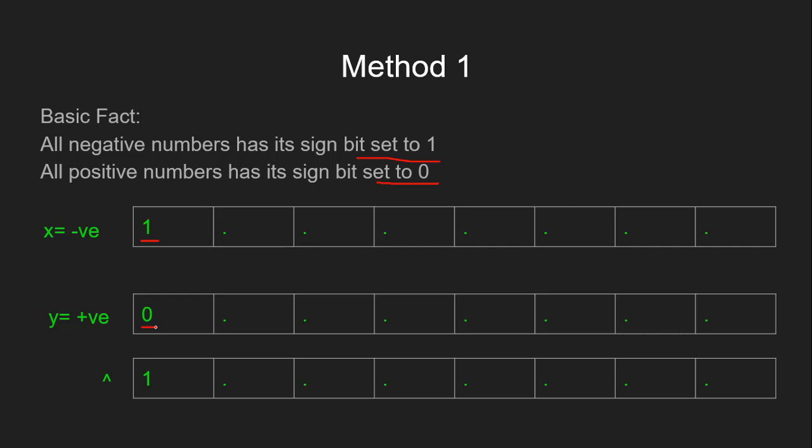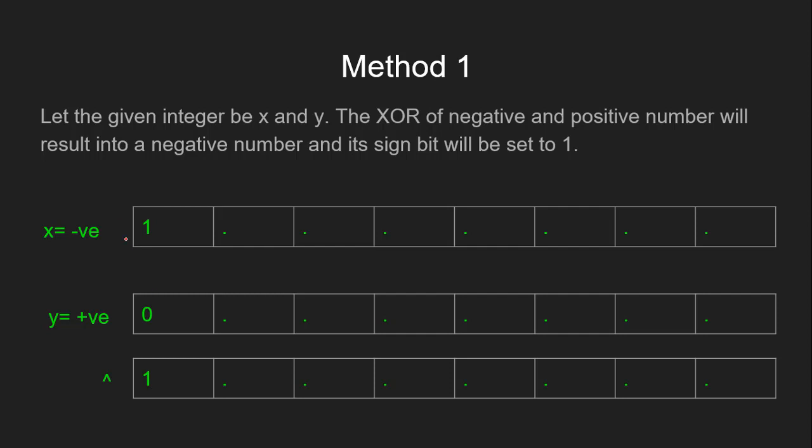And if we perform XOR operation on a negative and a positive number, the resultant number will also be a negative number and its sign bit will be 1. We are going to use this fact to solve this problem. Let the given integers be x and y. The XOR of a negative and positive number will result in a negative number and its sign bit will be set to 1. As we saw, if x is negative, the sign bit is 1. If y is positive, the sign bit is 0. XOR will result in a negative number having sign bit set to 1.